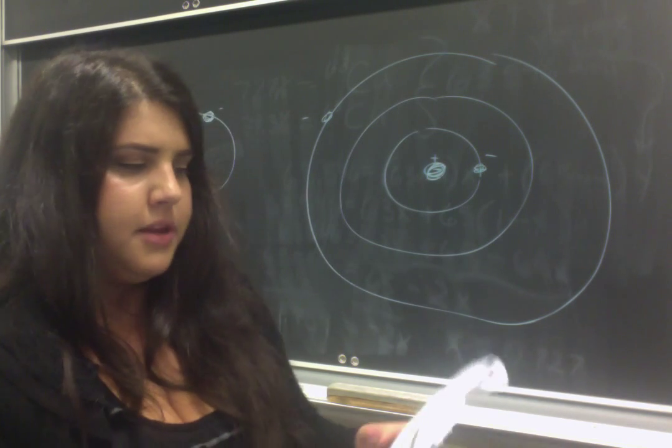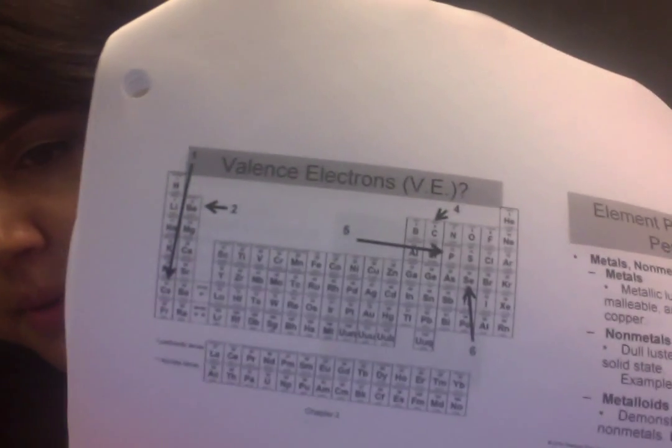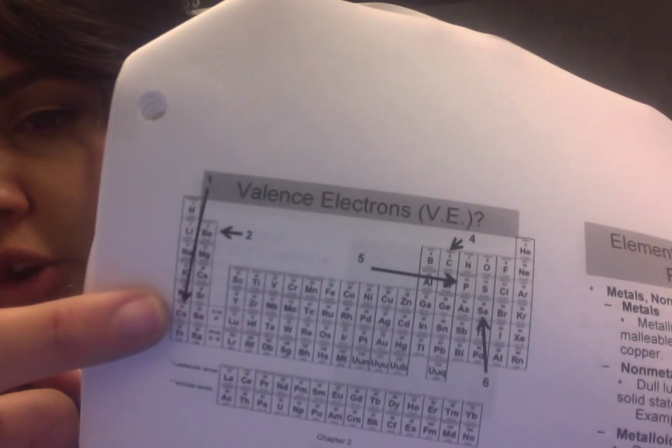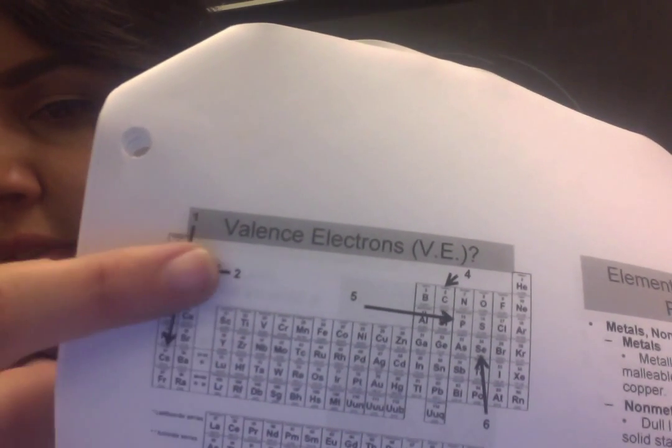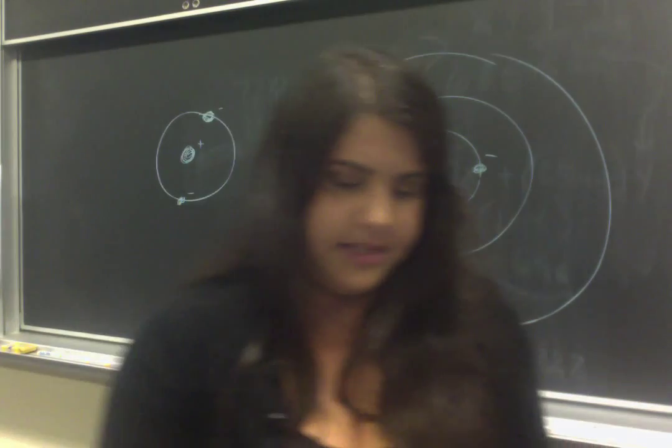So, doing the little valence electron practice again. If I point to an element in a group, I will try to get my finger right. Group 1 will have 1 valence electron. Group 2 will have 2 valence electrons, etc. So make sure that you are aware of that.